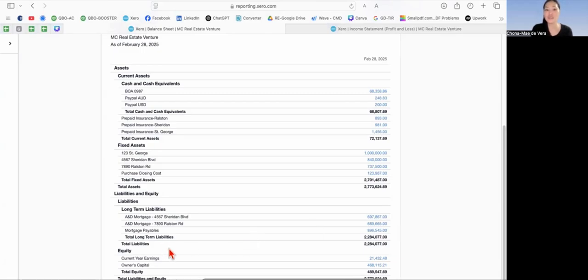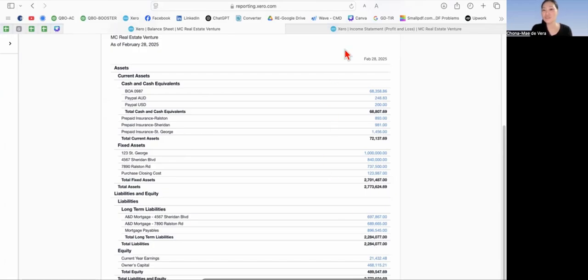Okay, so for the equity, our current year earning or the first month net profit that we have is the $21,432.48 indicated here. Later in the income statement, we will try to dissect each of the items. Okay, for the owner's capital, we have $468,115.21. It's kind of big because you invested a lot of money in buying the properties, those that are not covered by the finance or in the mortgage that you had.